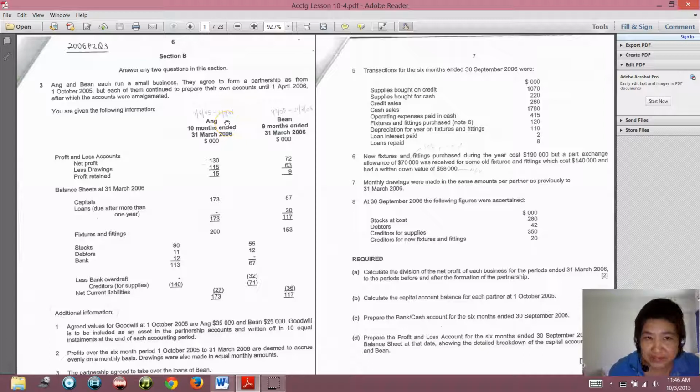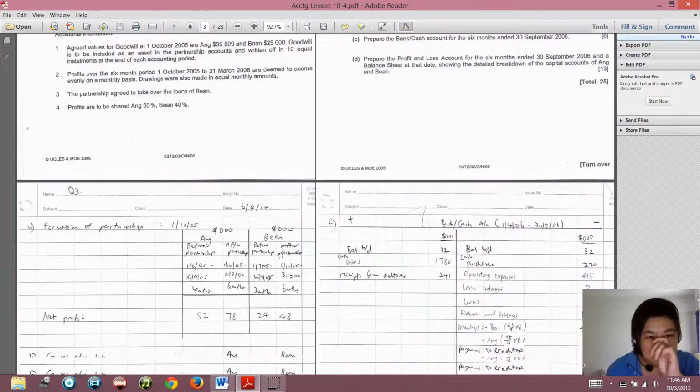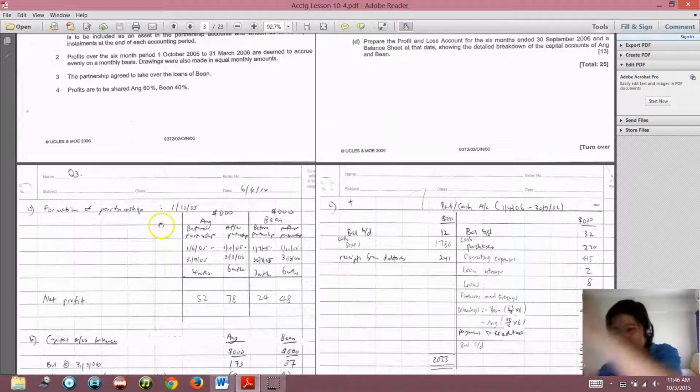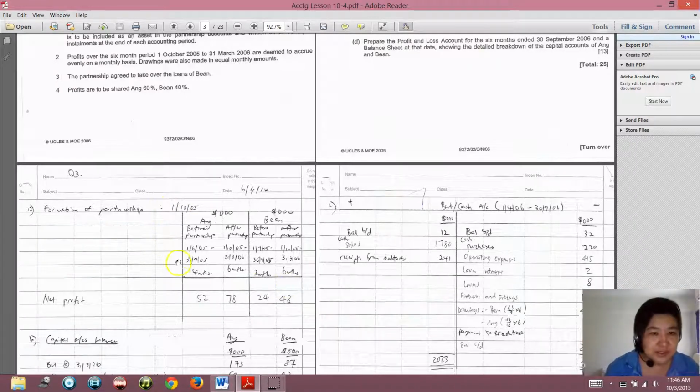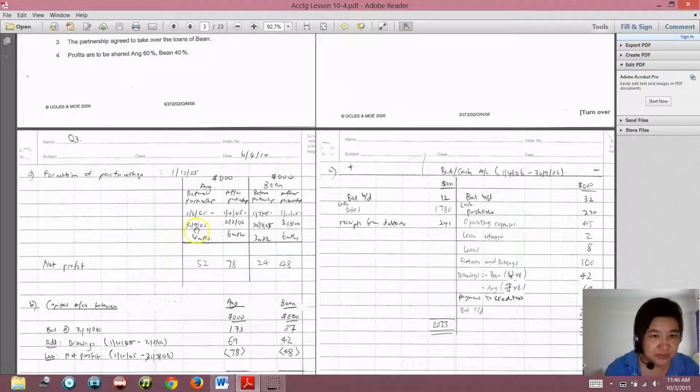So now I have an idea already. This question only carries 2 marks. So they are supposed to calculate the profit. You should have the question with you. So now I have sorted it out already. 1st June 2005 to 30 September 2005 is 4 months. And 1st October 2005 to 31st March 2006, this is 6 months.